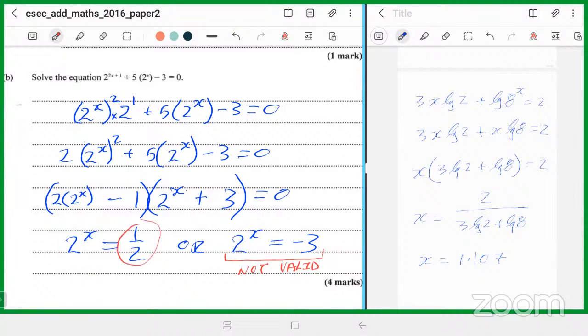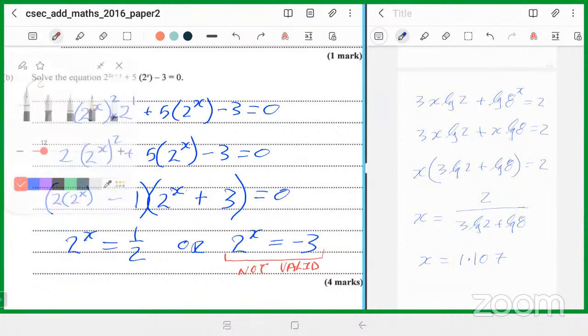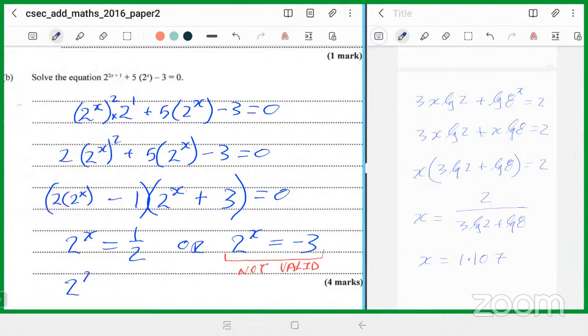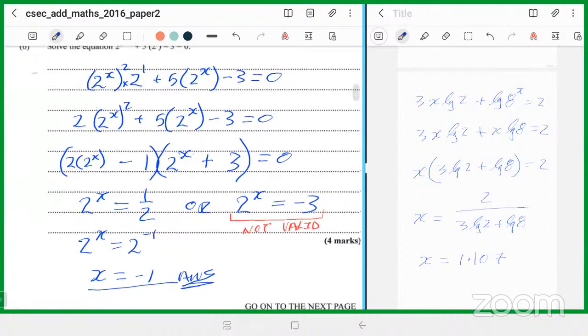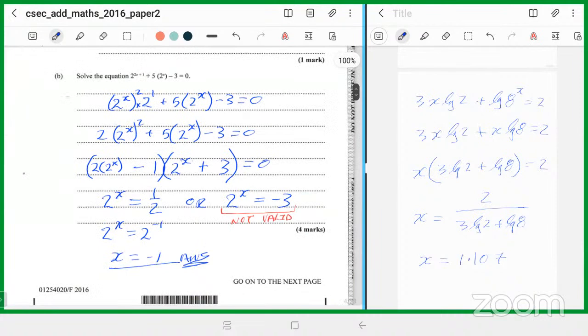And so you really want to solve this. And this half is really 2 to the minus 1. So the simple thing, we have 2 to the x equals 2 to the minus 1. And so clearly x is equal to negative 1. x equals negative 1. So this is my answer right here. Are you good with that? Yes, sir. All right, good.